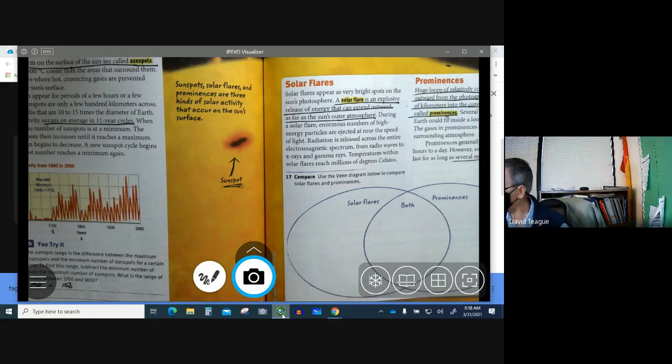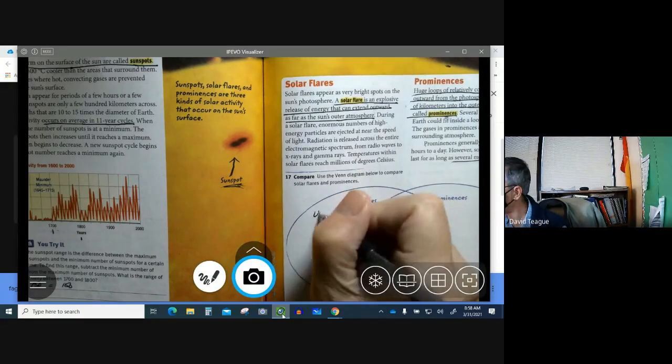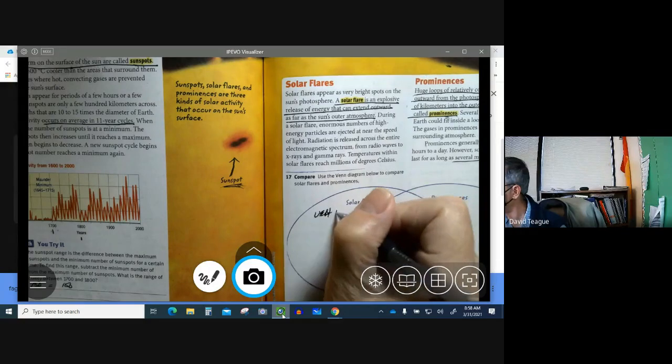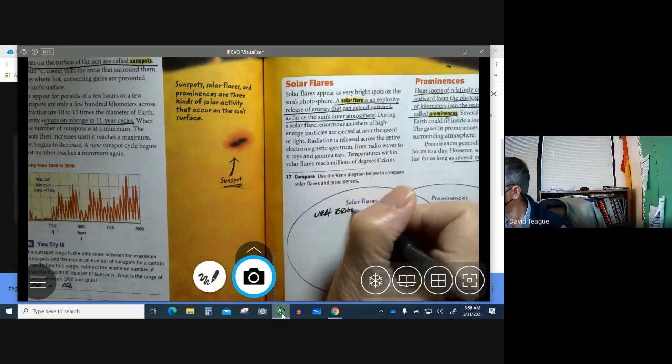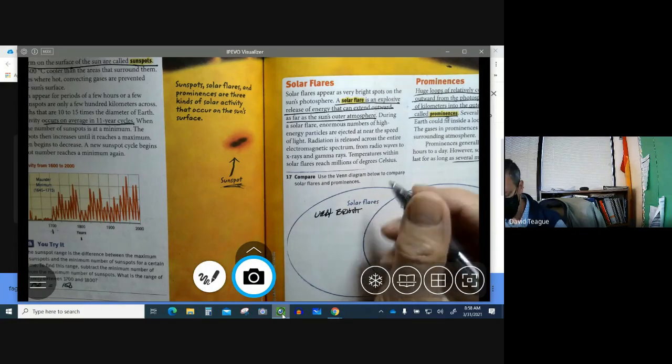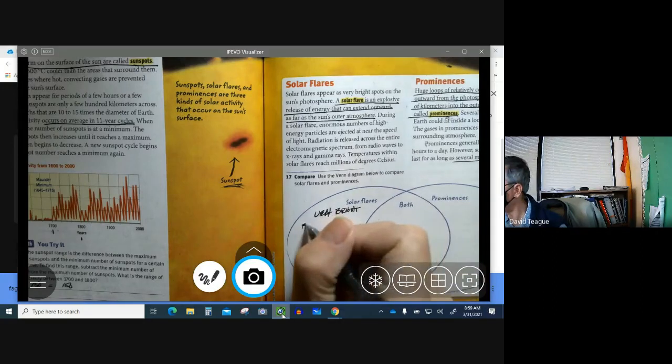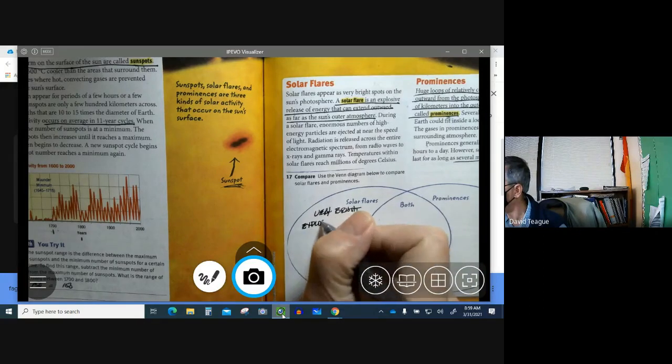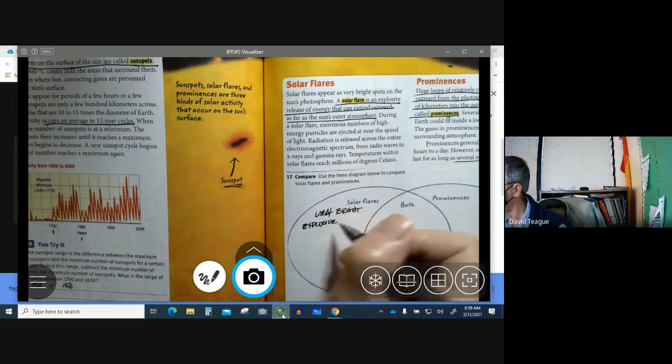So solar flares are very bright. Explosive release of energy.